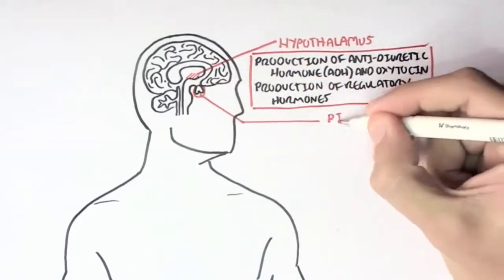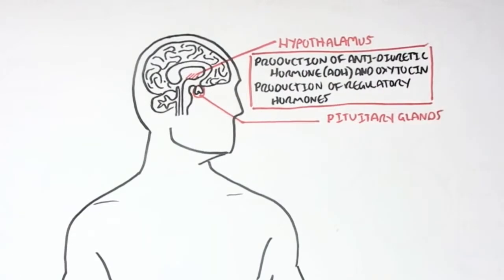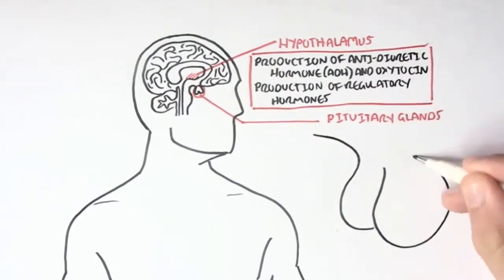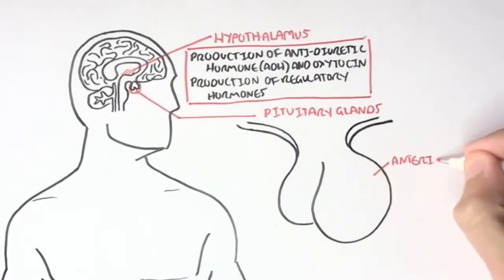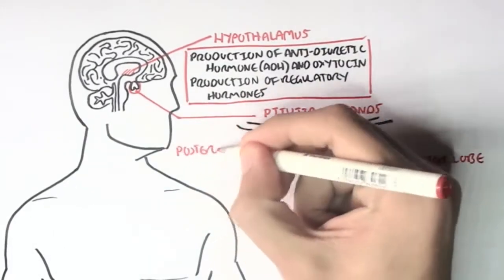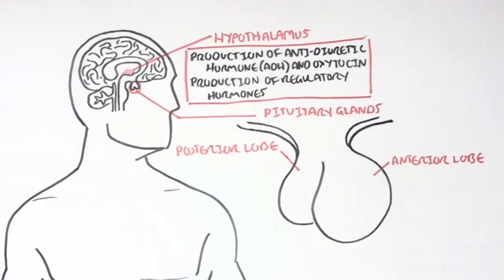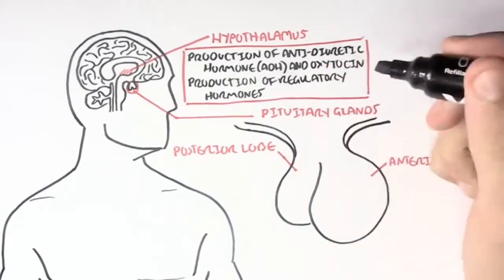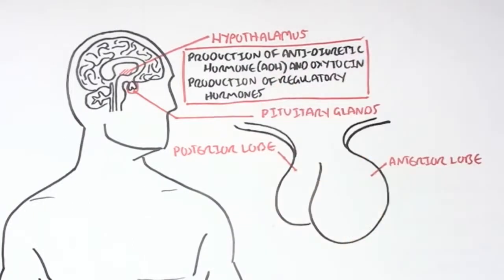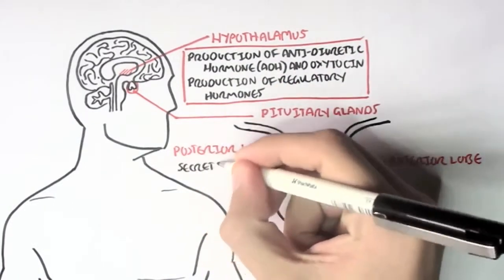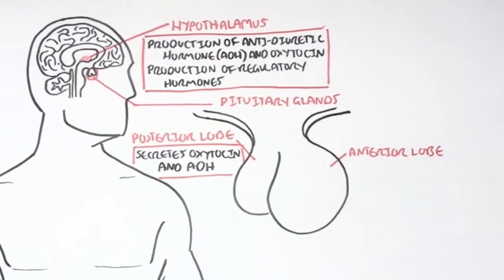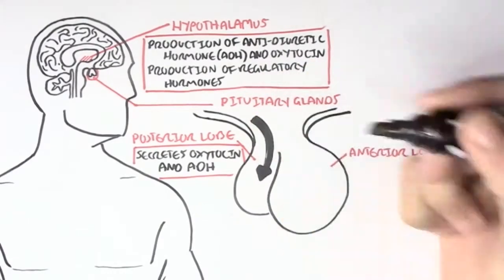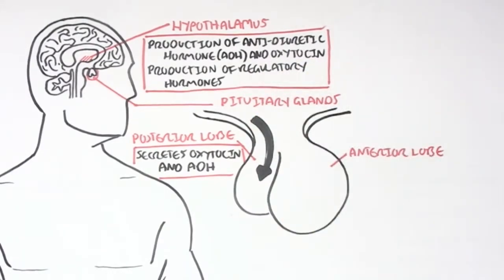Probably the most important endocrine gland is the pituitary gland, which is located right below the hypothalamus here. And there are 2 lobes of the pituitary gland, the anterior lobe and the posterior lobe. The posterior lobe secretes oxytocin and antidiuretic hormone that were produced by the hypothalamus. So the hypothalamus produces these hormones and sends them to the posterior lobe, which then secretes it into the blood.